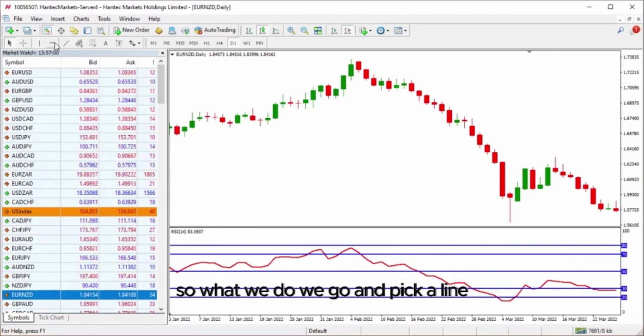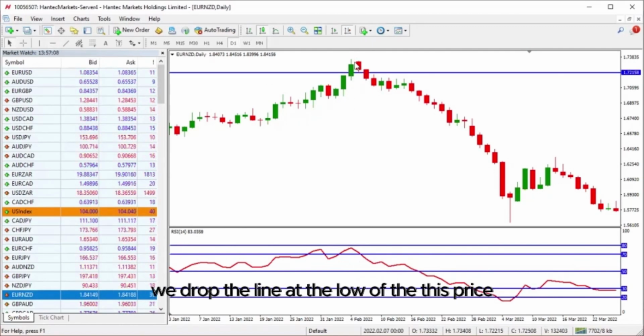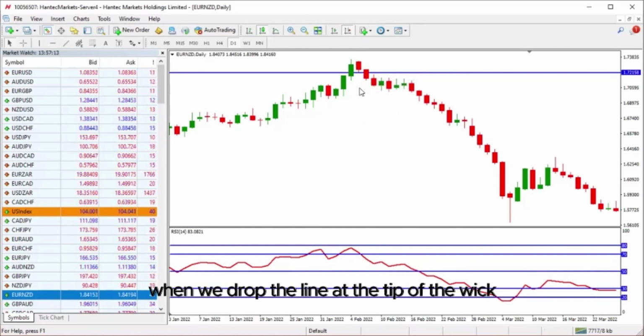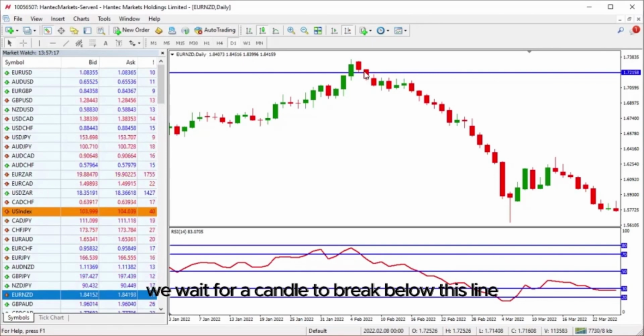So what we do, we go and pick a line, we drop the line at the low of this price, at the low, the tip of the wick. When we drop the line at the tip of the wick, we go to a smaller time frame. When we go to a smaller time frame, we wait for a candle to break below this line and close below it. Once that happens, we take a sell.